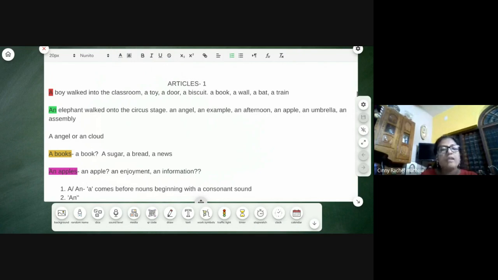We have the other indefinite article, an, comes before nouns beginning with a vowel sound. Comes before nouns beginning with a vowel sound.